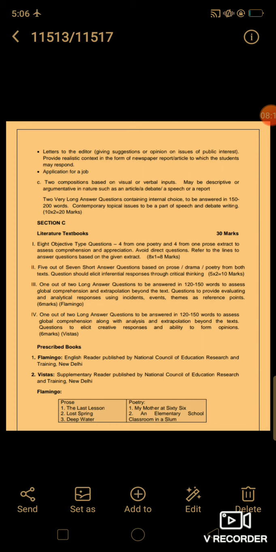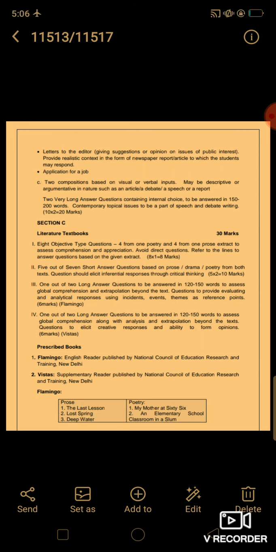Or it may be a letter to the editor, giving suggestions or opinion on issues of public interest, provide realistic context in the form of newspaper report, article to which the students may respond, or application for job also.